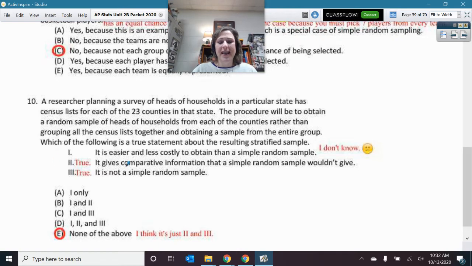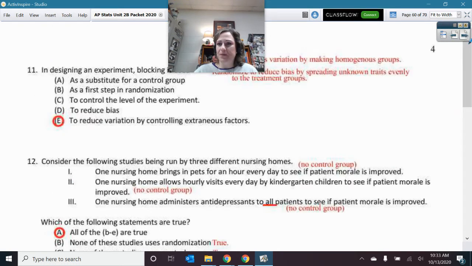Here is another one. After I put these on your review and everything, I don't know about this one. I don't know if it's considered less costly. I don't know if we can say that. If we can say that's true, then you can say D. So again, I didn't know about statement 1, but definitely 2 and 3 are true. So it's either D or E. Sorry on that one. Okay, next.